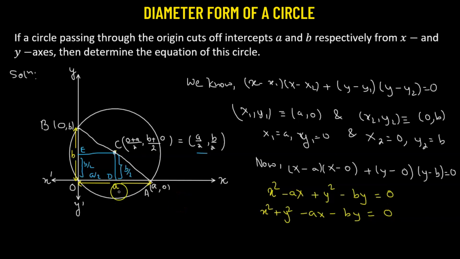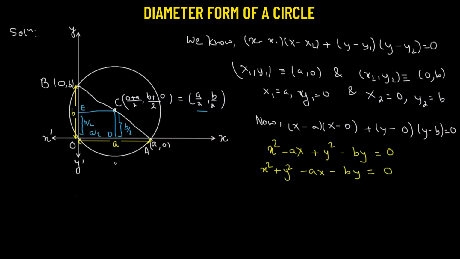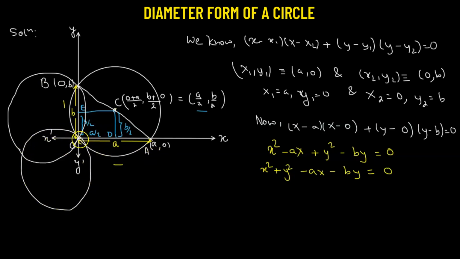Now the question is, is this the only circle that's possible? No. In this particular example, we have considered that the x-intercept is positive as well as the y-intercept is positive. We could have the other case where the x-intercept is negative and the y-intercept is positive. That means this is going to be the other circle. We are also going to have a circle which has both x and y intercepts negative, and the fourth scenario could be where the x-intercept is positive but the y-intercept is negative. So in fact, there are a total of 4 circles that are possible.